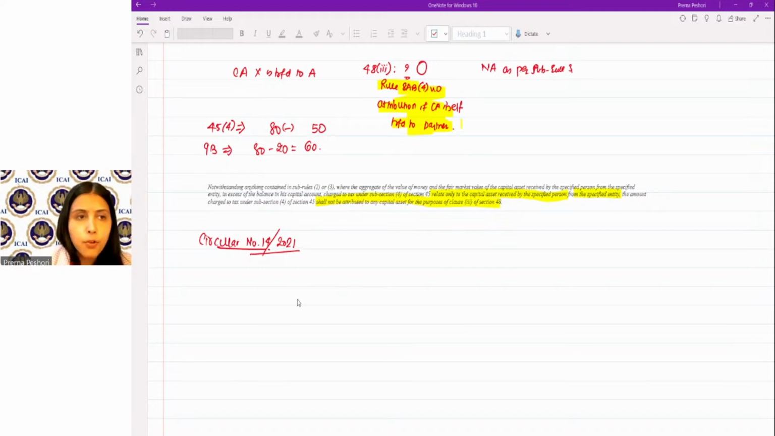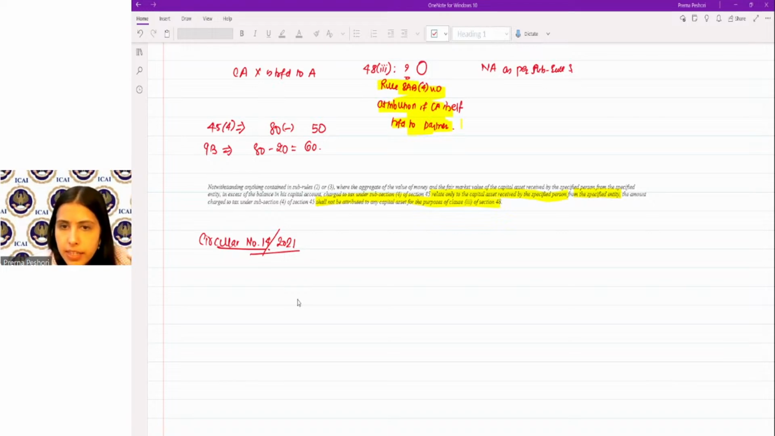So circular number 14 of 2021. This is issued in accordance with section 9B. If you remember, under 9B, power is given to the CBDT to issue a circular to clarify the application of this section, and in accordance with that, this particular circular has been issued. Are we clear? So now what does this circular provide? This circular provides the guidelines.